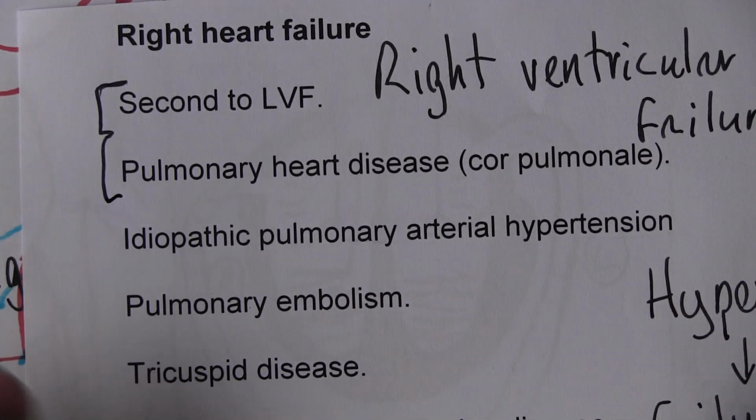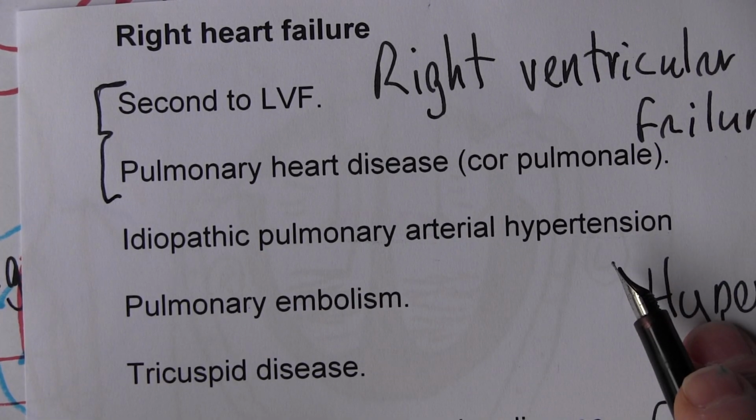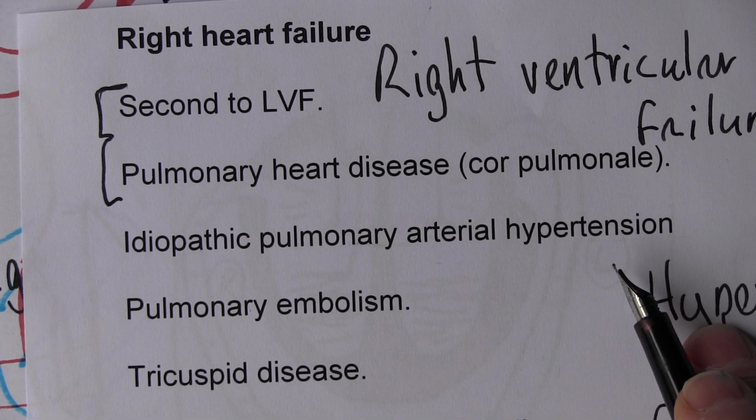Now there is a condition called idiopathic pulmonary arterial hypertension, where the pulmonary vessels constrict for no apparent reason and become fibrosed. So that will also cause right ventricular failure.